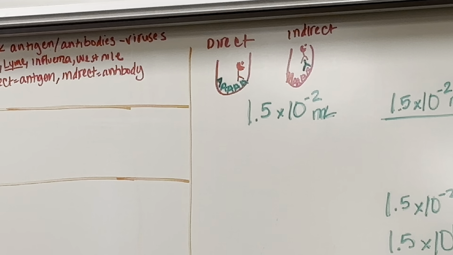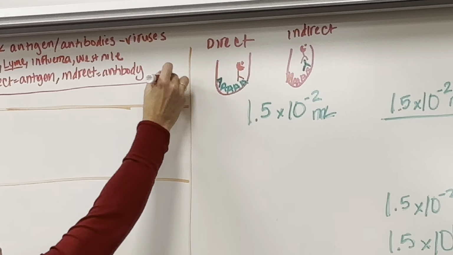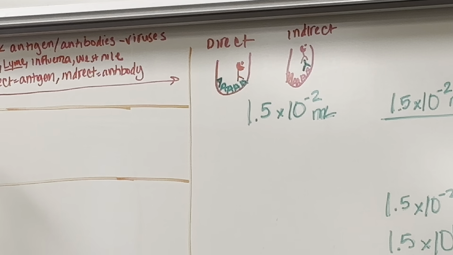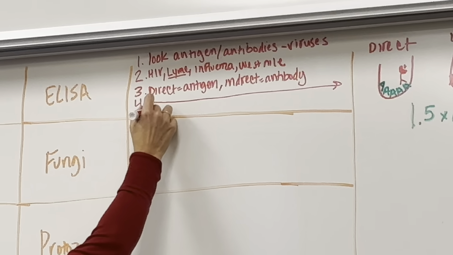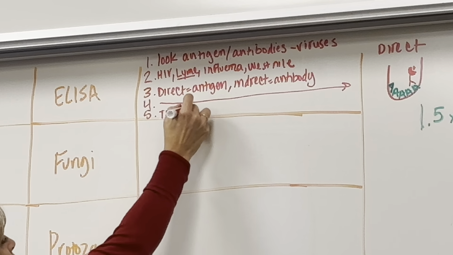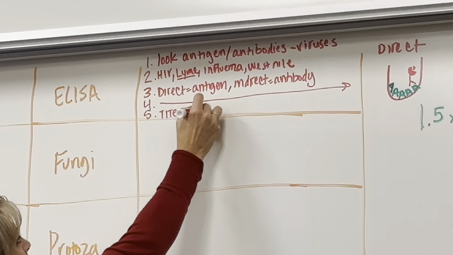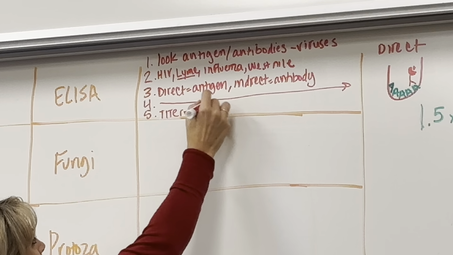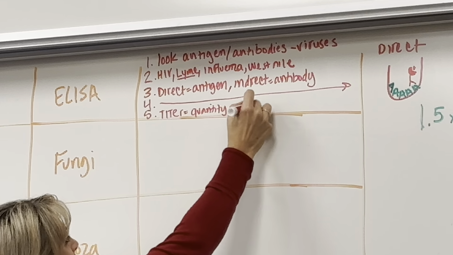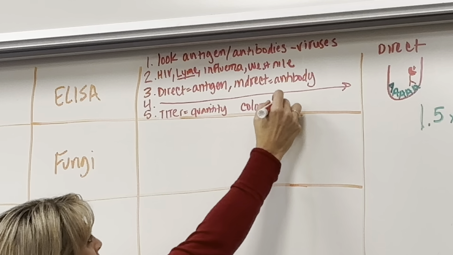Okay, then our reagents, we can do antibodies, antigens, chromogens, things like that. And then 5 was results, you can measure it in a titer form, so you can measure quantity, but also the color change will be positive.